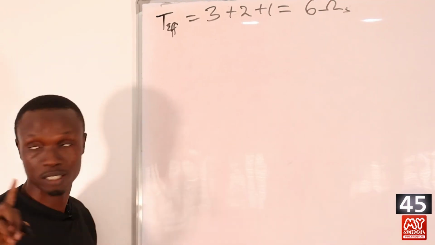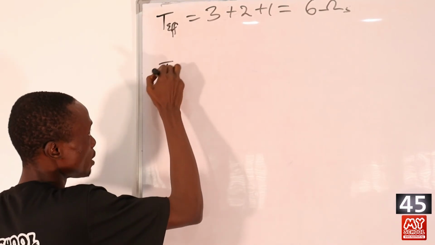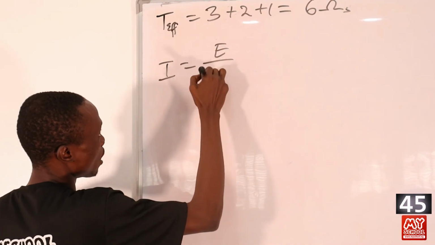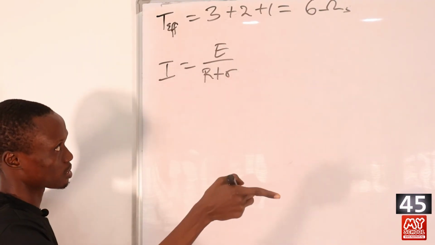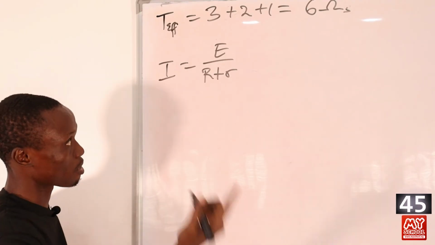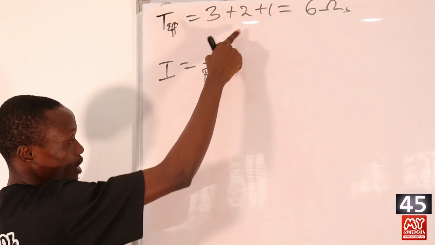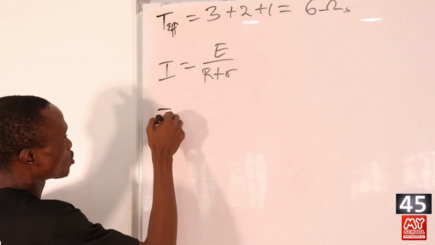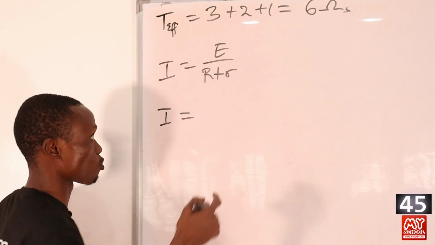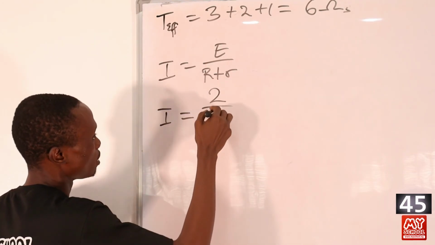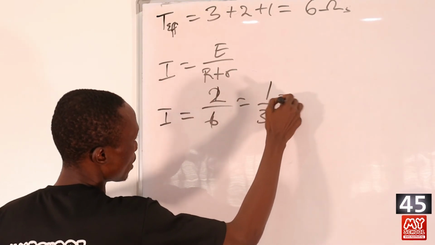The reason for that is because remember that current is equals to E all over R plus small r. Now the small r here stands for internal resistance, while the big R stands for external resistance. So if we add everything together, that will give us 6 ohms, which is exactly what I'm showing here. So current will be equals to, now our EMF in this question is given to us to be equals to 2 volts, so that we'll be having 2 over 6. If we divide this, we'll be having 1 over 3 ampere as the current.